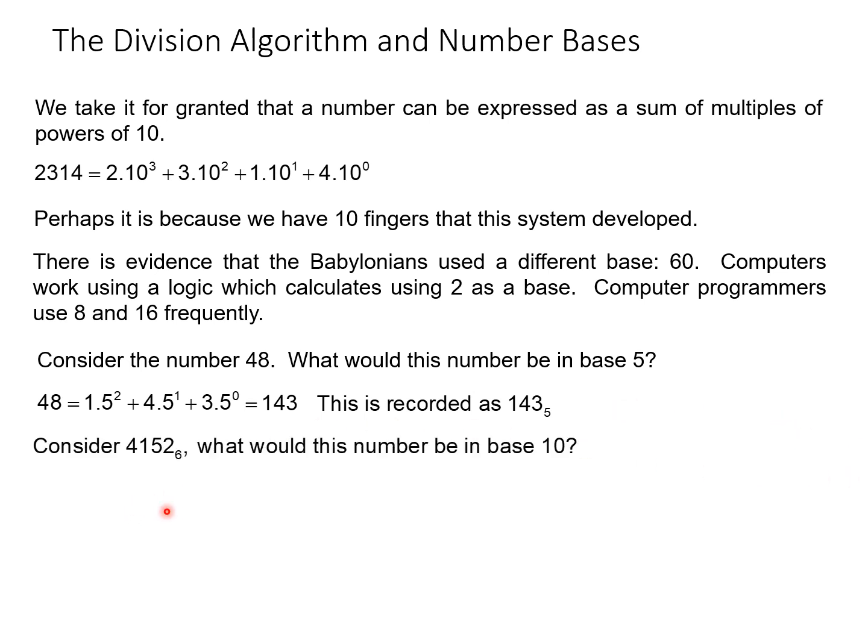And another example, if you consider 4152 base 6, what would this number be in base 10? So how do you convert any base to base 10? Base 10 is basically the numbers that we are using. So you simply convert: the last digit 2 here will be 2 times 6 to the power 0, followed by 5 times 6 power 1, 1 times 6 power 2, and 4 times 6 power 3. So it's quite simple. It starts from the extreme right being power 0 and it increases to the left.